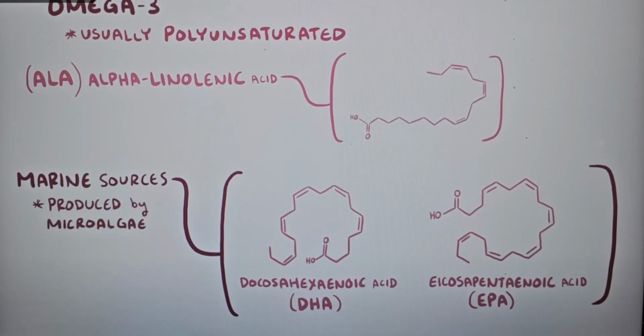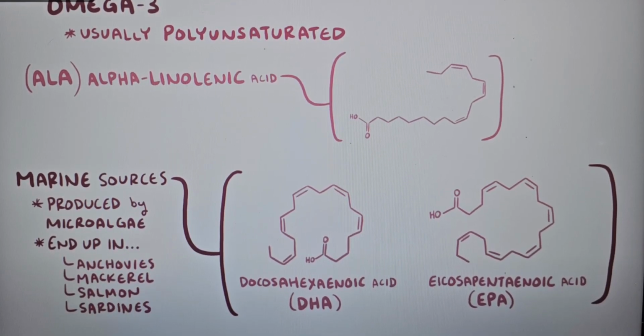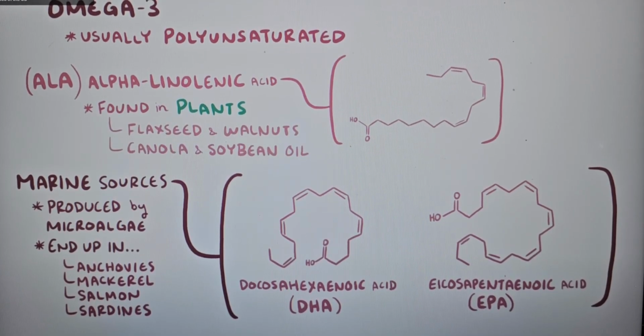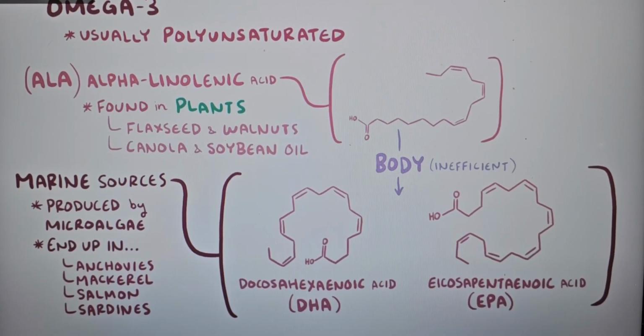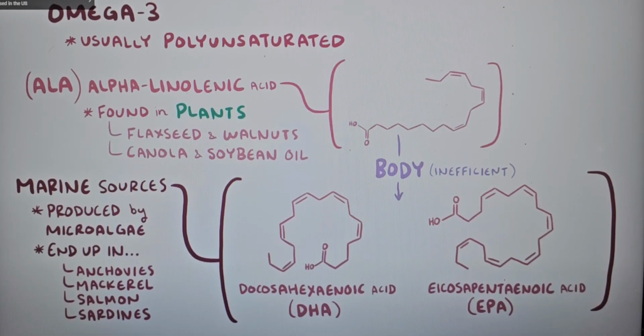They're produced by microalgae and end up in the tissues of fish like anchovies, mackerel, salmon, and sardines. ALA is found in plants like flaxseed, walnuts, and canola and soybean oils. Our bodies can convert ALA into EPA and DHA, but it's an inefficient process that yields only small quantities. And that's why dietary recommendations include foods that have EPA and DHA.